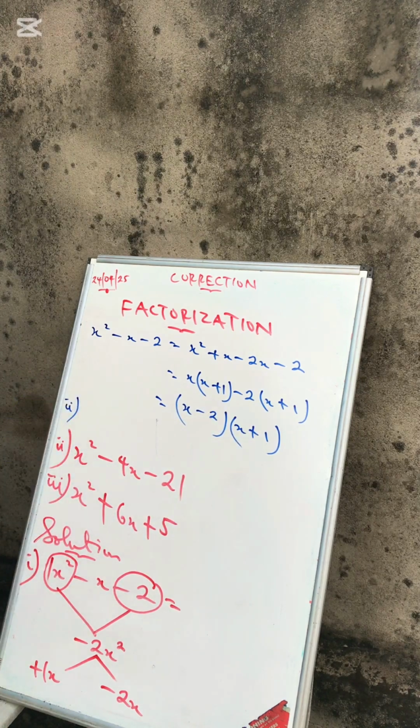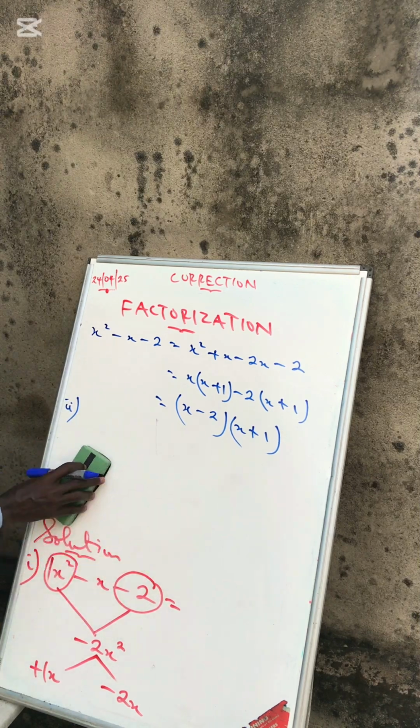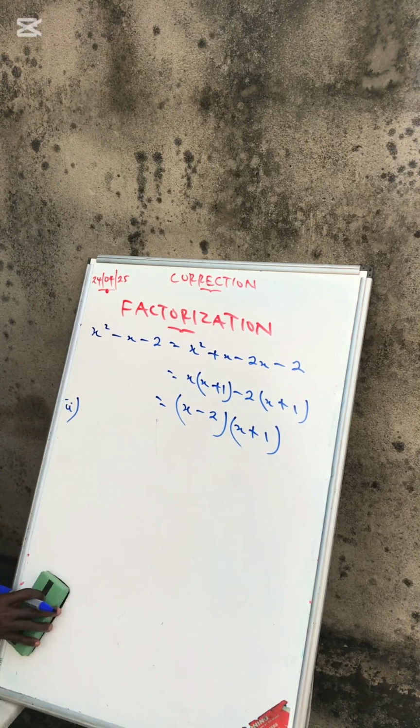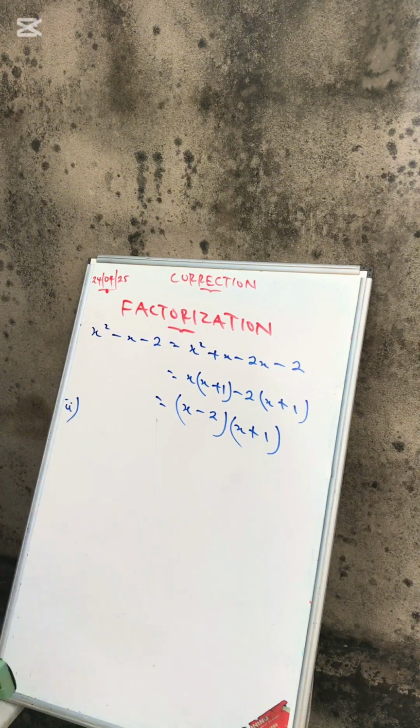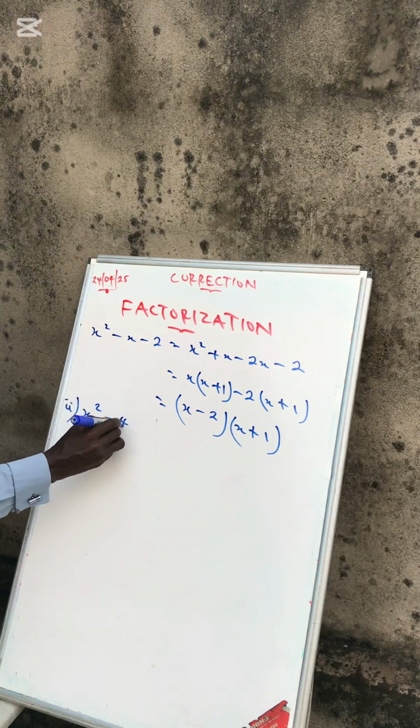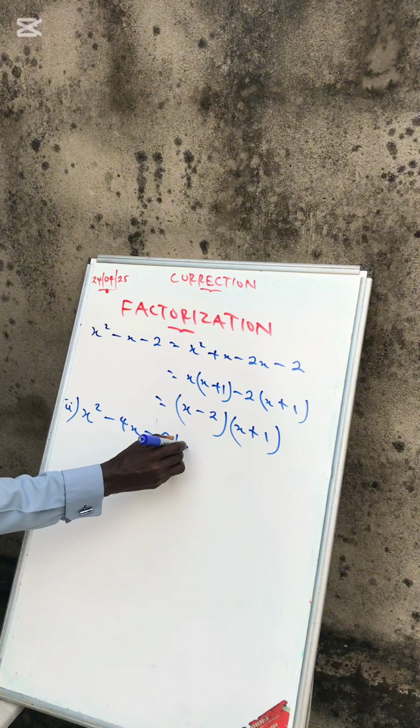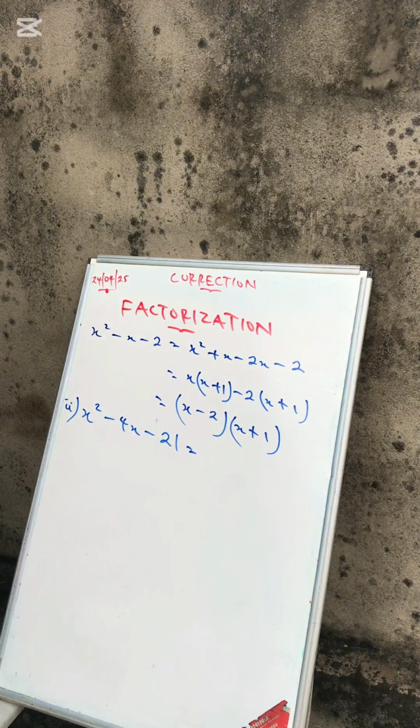Copy. Okay, you already have it. What's Omar figure 2? X squared minus 4x minus 21. Look at that. X squared minus 4x minus 21. What do we do? We find the factors. Look at that. We find the factors again.